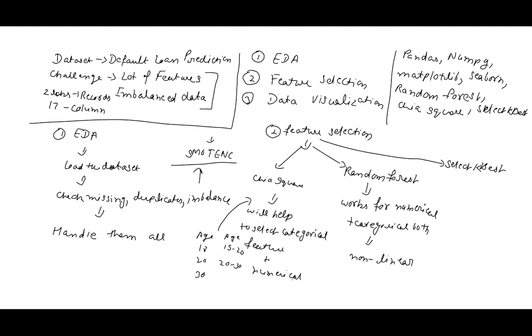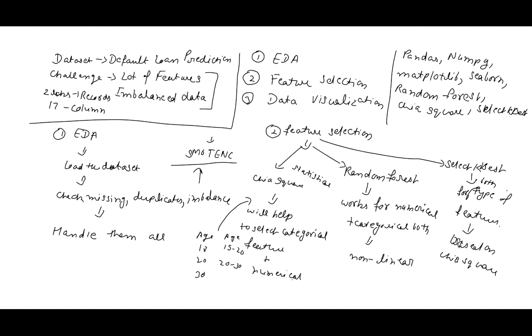This works for both types of variables, both types of features, numerical and categorical. Okay. And it also works based on the chi-square statistical method, because we need to calculate the score first. This is also a statistical method, and this is not a statistical method.